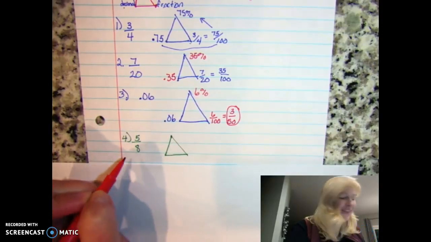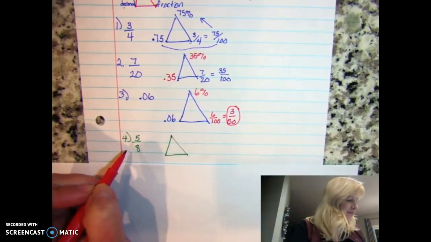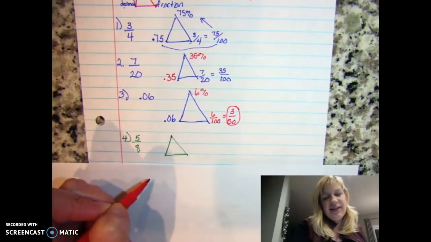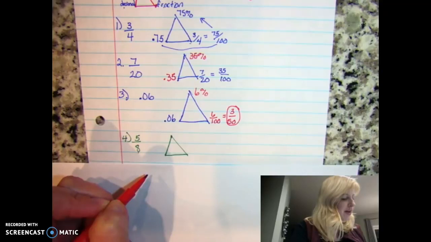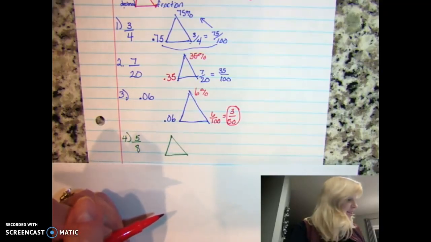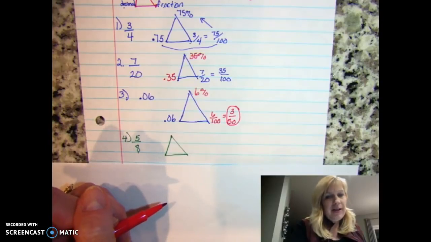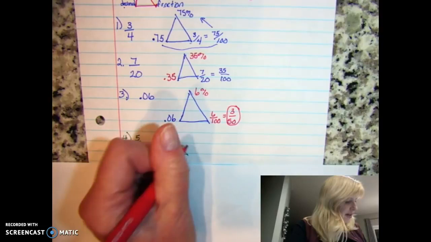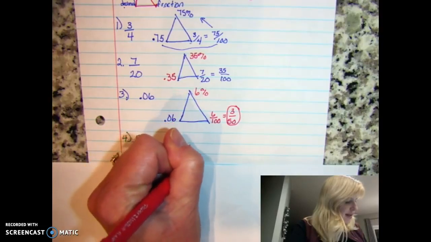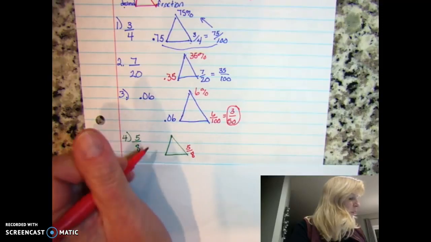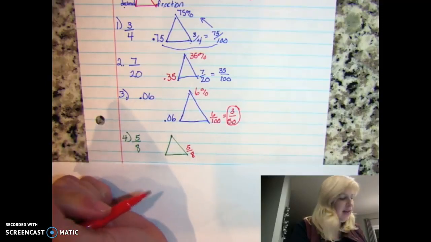So number 4 is going to be a little bit trickier, and that is because 8 doesn't pop up to the 100 very easily. In fact, it does not. So I want you to take a moment. We are going to put the fraction over here, so it's going to be 5/8. And let's talk about what to do when you have a number like this.